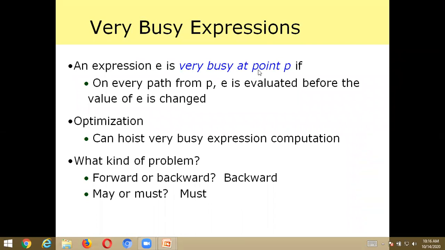These busy expressions are useful in performing code movement optimization, and available expressions are useful in common subexpression elimination. And live variables are useful in dead code elimination. While coming to busy expressions, the advantage is that they are useful in performing code movements, or code motion. We can call it code motion.